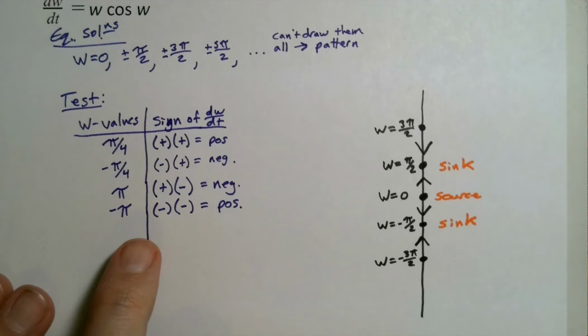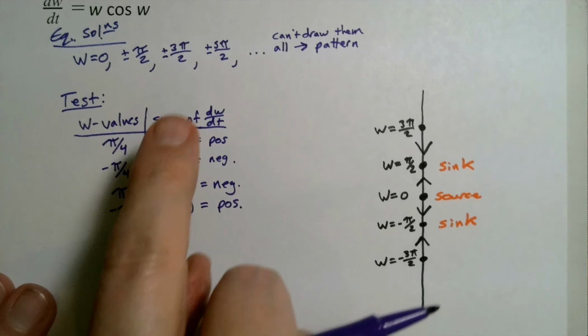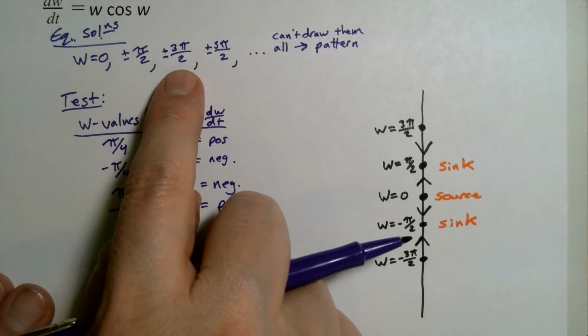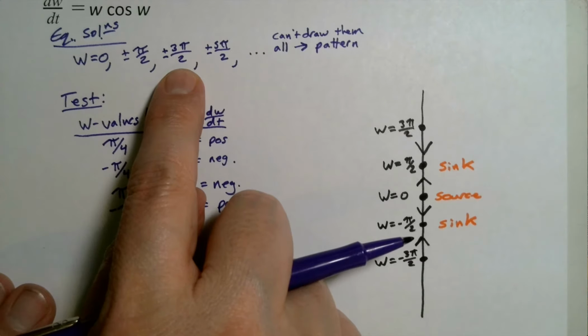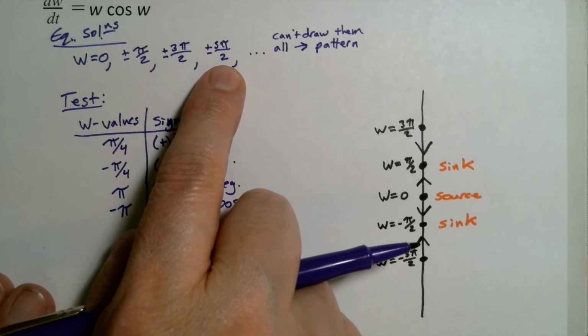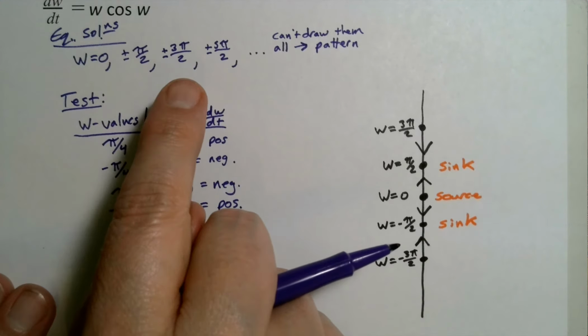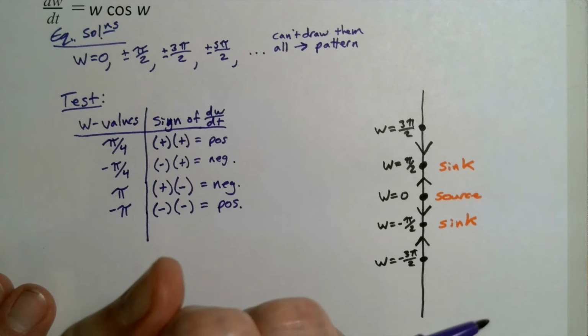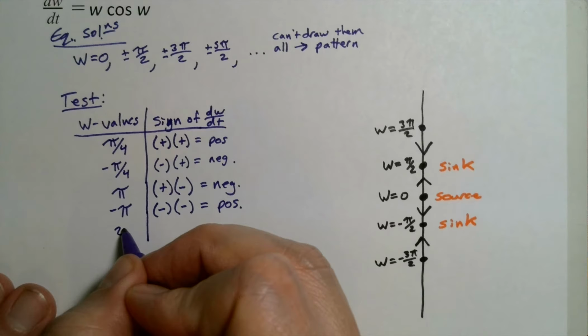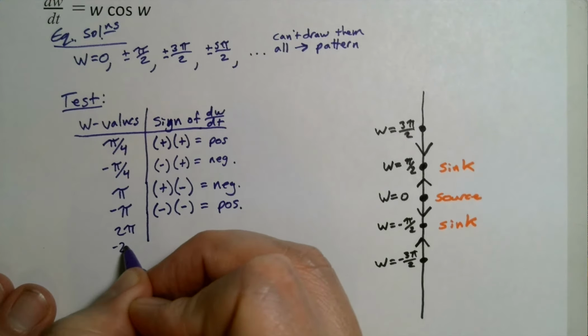So that means we need to look for 2 more test values. And these 2 test values are going to be between 3 pi over 2, 270 degrees if you want to think of it that way, and 5 pi over 2, which is 1 full circle and then a half a pi. So the most obvious answer between them is 2 pi and negative 2 pi.